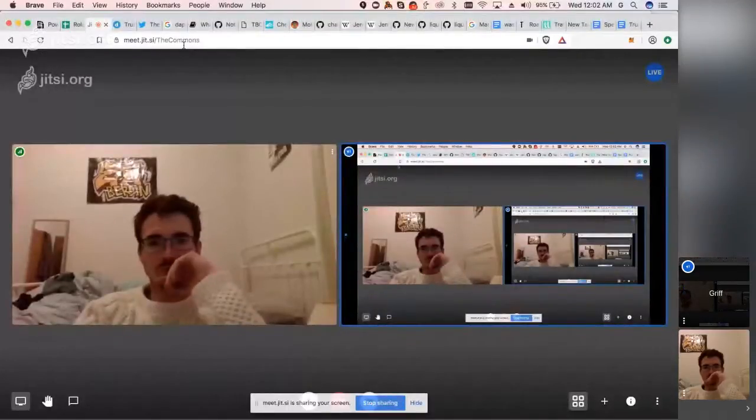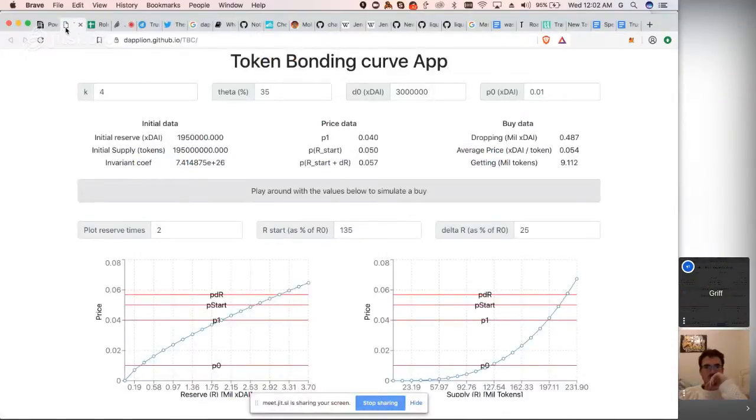So the point of this call is really to explain this beautiful application that DappLion built. This is the token bonding curve app.